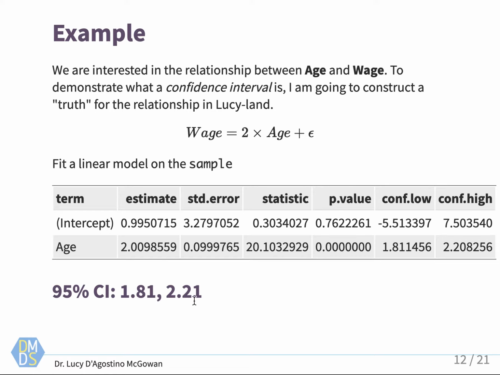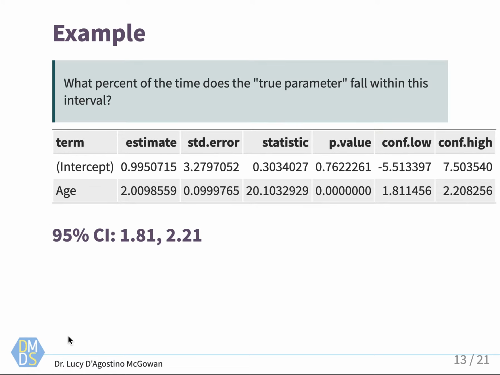So this is the linear model for my sample. How do I interpret this confidence interval? So what percent of the time does the true parameter fall within this interval?